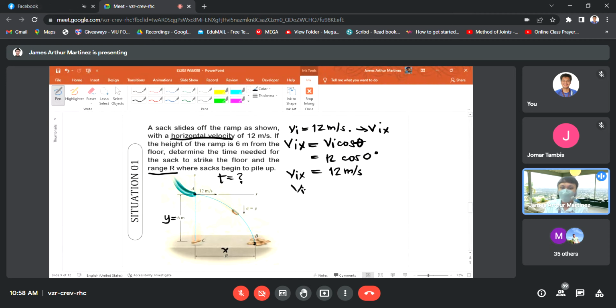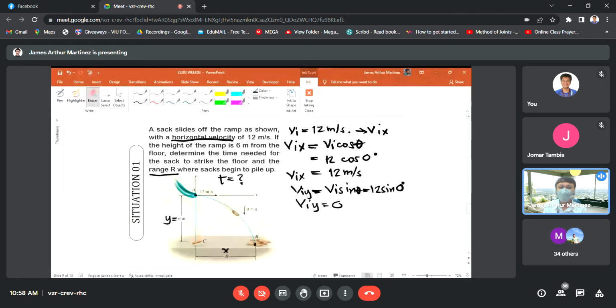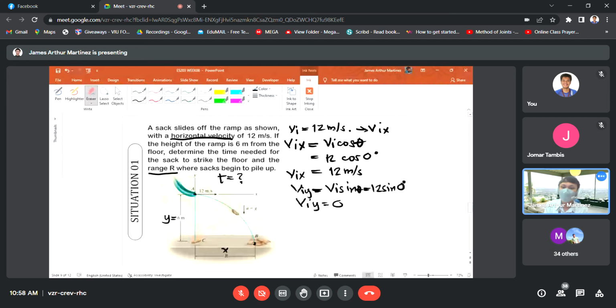Now for VIy, you have VI sine theta, in which VI is 12 meters per second and the angle of inclination theta is 0. Sine of 0 is equal to 0, so 12 times 0 would be 0. This proves our point that we have no velocity on the y-axis.